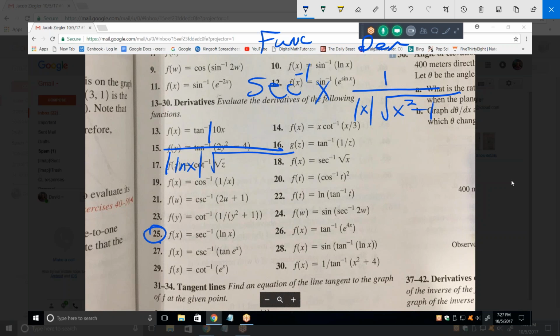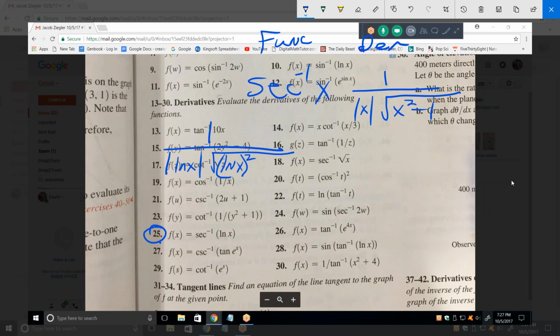So square root of the natural log of x squared. And again, without the parentheses, that means something different. Without the parentheses, that's natural log of x squared. With the parentheses, that's natural log squared of x.